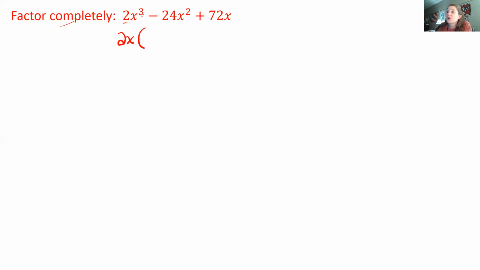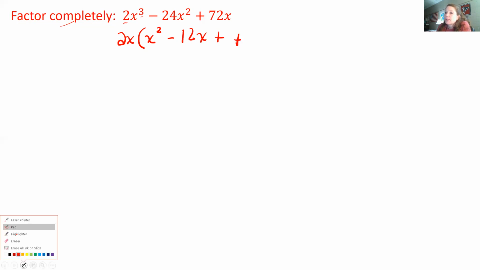So 2x to the 3rd, take out 2x, I'm left with x squared, minus 24 divided by 2 is 12, x squared divided by x is x. And then we have half of 72, which is what, 36? I'm pretty sure it's 36. We took out that x. Whoops. 36. All right, we factored out the 2x. Now we're going to ignore that for a few minutes.